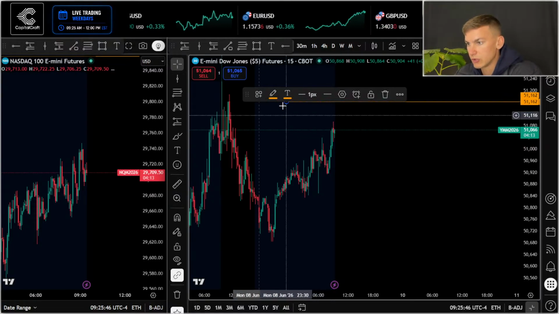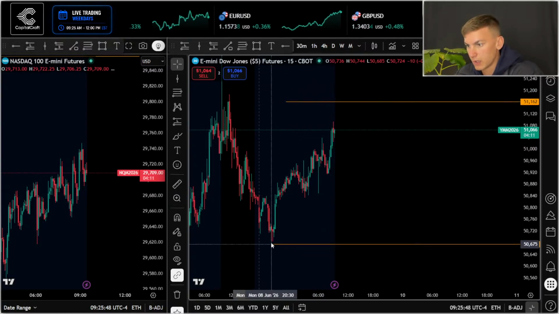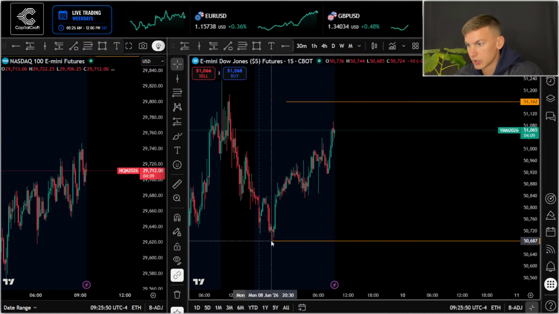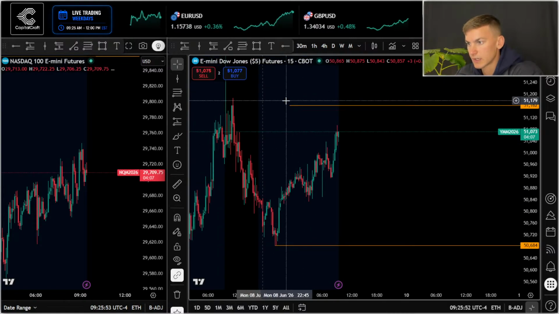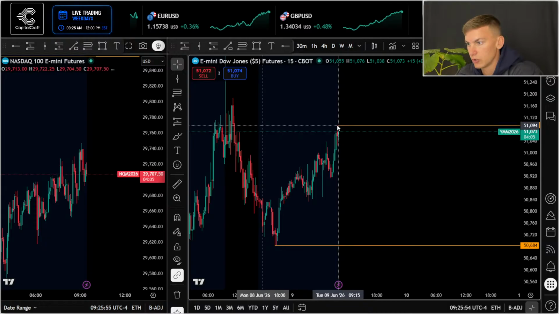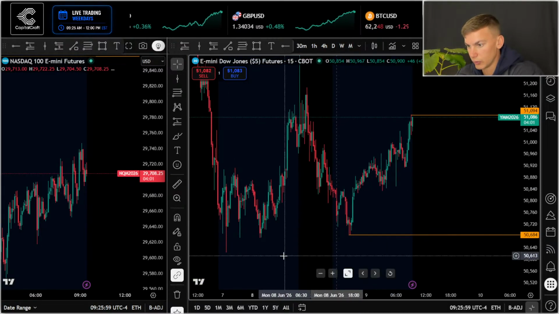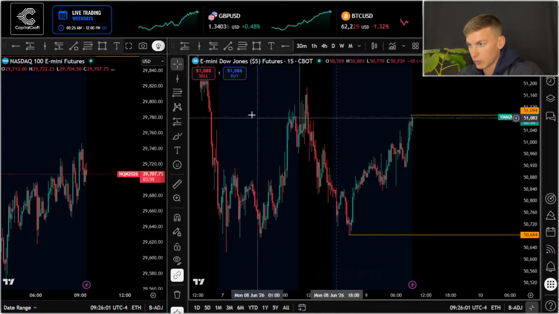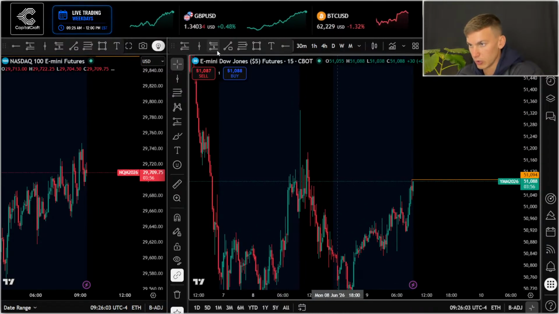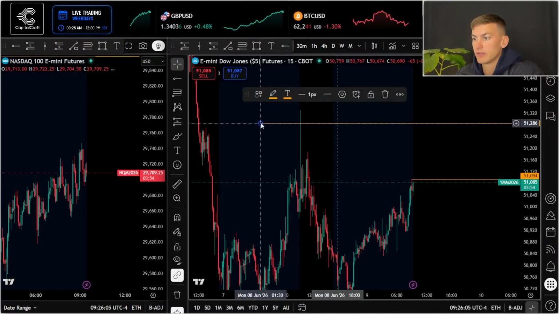Now all I'm essentially doing is marking out my lowest low in today's range as well as my highest high of today's range. Alright, and what's important to note is also that on the Dow we are yet to take our previous day's high or previous day's low. So we're going to go ahead and mark out those specific levels as well.